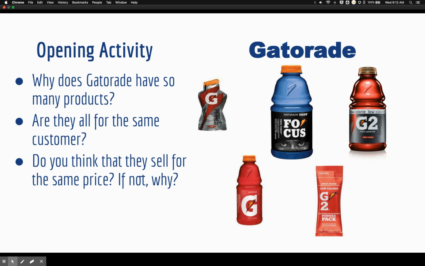And think about all the different products that a company like Gatorade has. A sample of the few items you can see here on your screen. So take a moment and answer some of these questions about Gatorade. Why does Gatorade have so many products? Are they all for the same customers? And do you think they sell for the same price? If not, why? Take a moment and pause the video and think about these products.